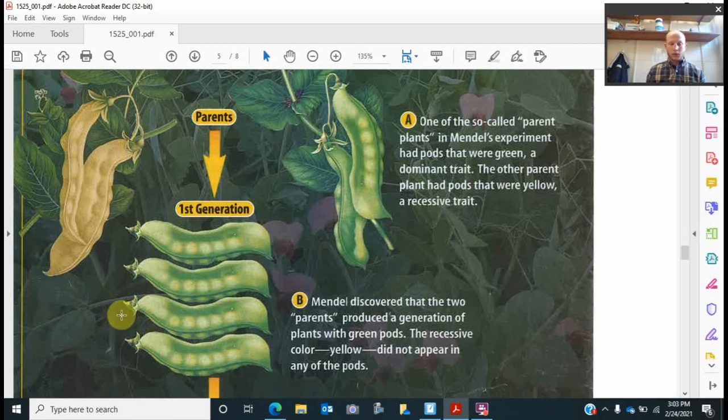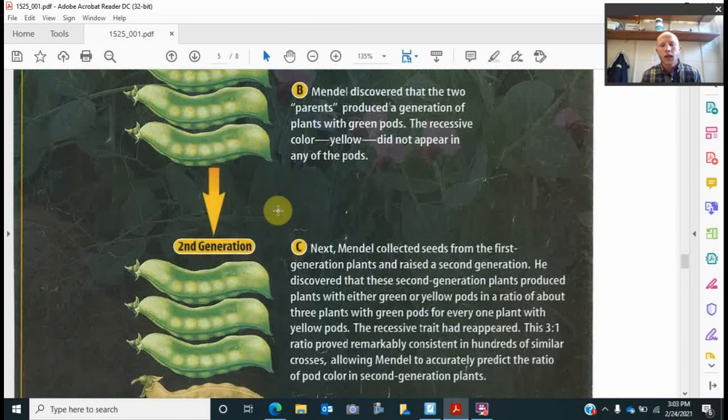Like I said, there's a lot of information here. But anyways, before all of this, one of the so-called parent plants in Gregor Mendel's experiment had pods that were green, which is a dominant trait, and the other plant had yellow pods, which is a recessive trait. So he crossed the green with the yellow, and lo and behold, what's the only trait that pops up? It's our green trait, green pea pod. So therefore, it must be dominant because it's masking the yellow. However, now we go to the second generation.